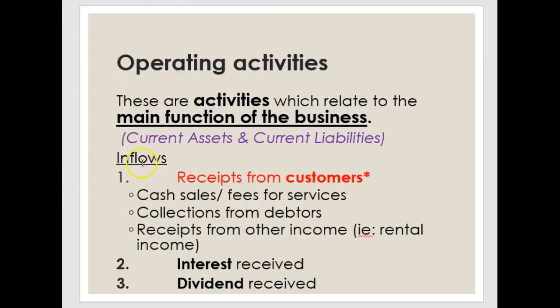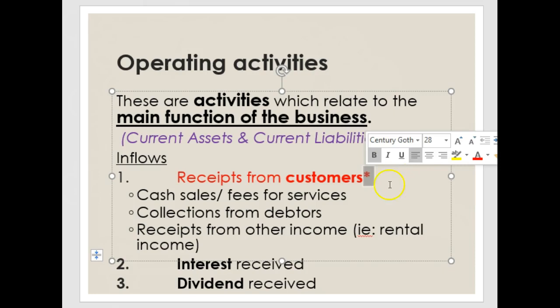So we start off with the inflows. Number one, receipts from customers. Can you see the star over here? I purposely put a star over here to remind you that in every operating activity section, there must be receipts from customers.